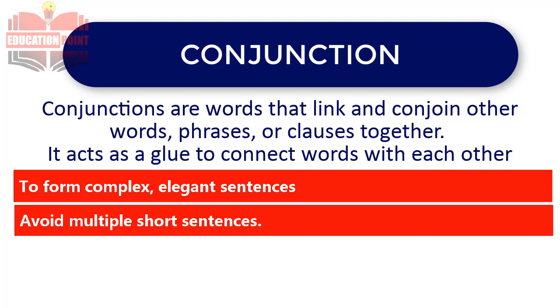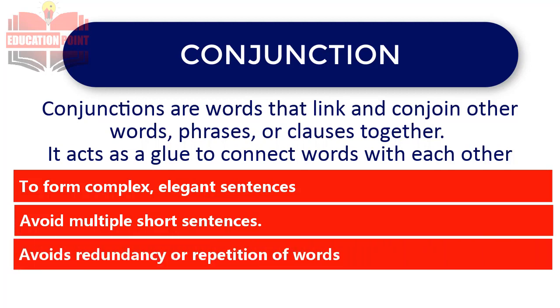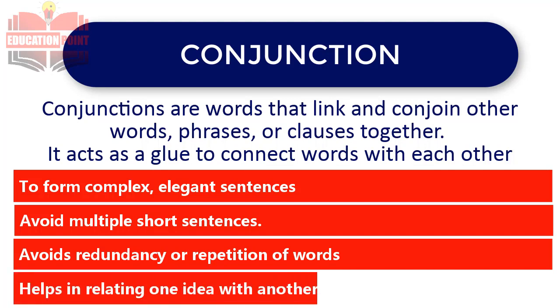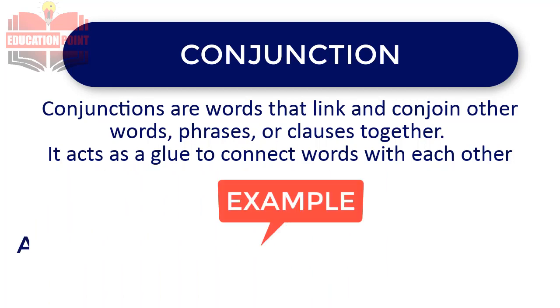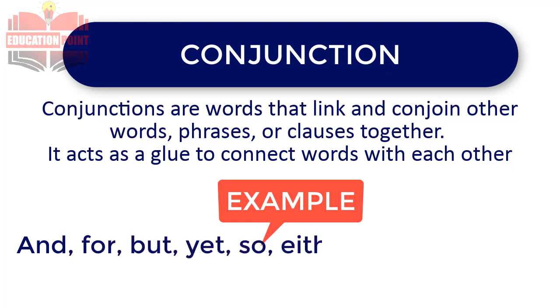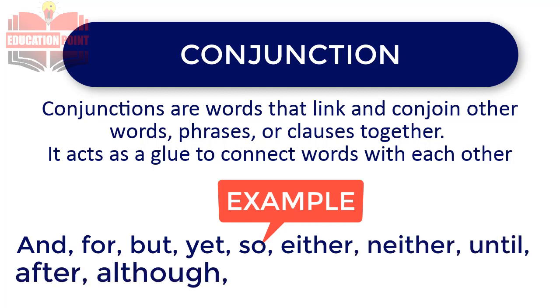This will obviously avoid repetitions of words like it, they, he, she. There are some pronouns that are usually used before starting a sentence or any of the propositions that you use. All of that repetition of words can be reduced if you're using conjunctions. So basically, it will relate your one idea with another one. Some examples of conjunctions are and, for, but, yet, so, either, neither, until, after, although, because, before, and the list goes on.